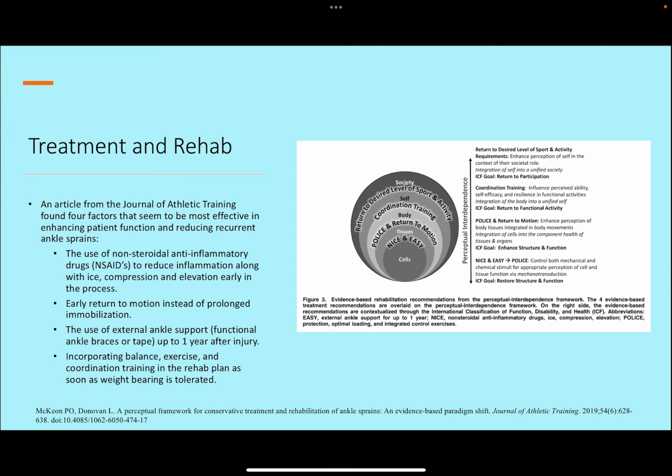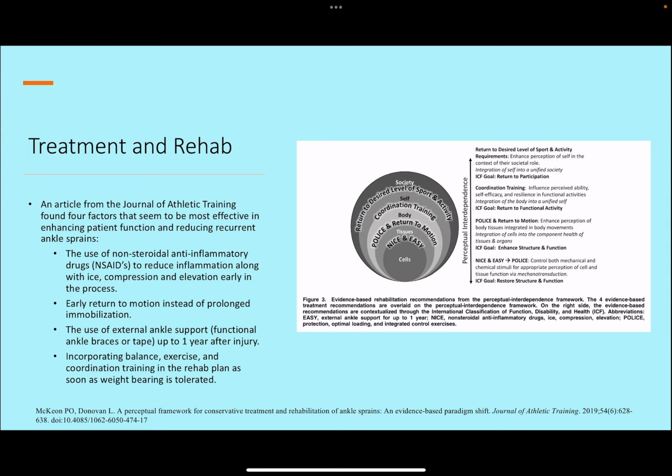So early on, try to work on that range of motion, ABCs, forward ankle, that kind of stuff. You don't want to immobilize it for too long. Third, the use of external ankle support, functional ankle braces or tape, for up to 1 year after injury to reduce the recurrence rate. And then finally, further rehab incorporating balance, exercise, and coordination training in the rehab plan as soon as weight bearing is tolerated.